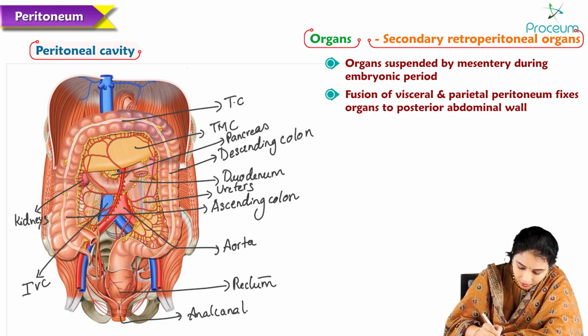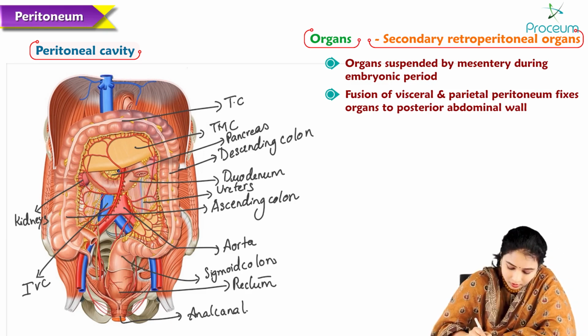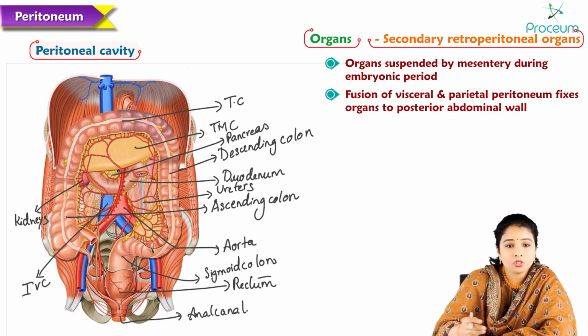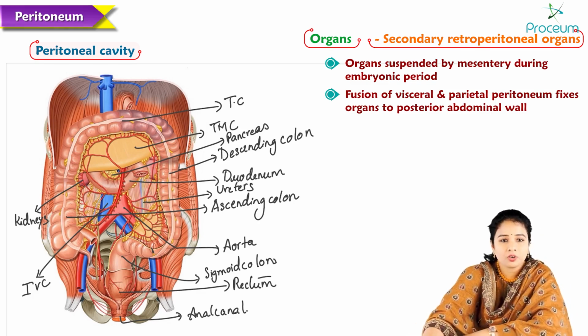So till the sigmoid colon, sigmoid colon is a peritoneal organ. So here this is the sigmoid. So sigmoid colon is an intraperitoneal organ. We can see it is covered by the peritoneum. Whereas the ascending, descending colons are retroperitoneal organs.